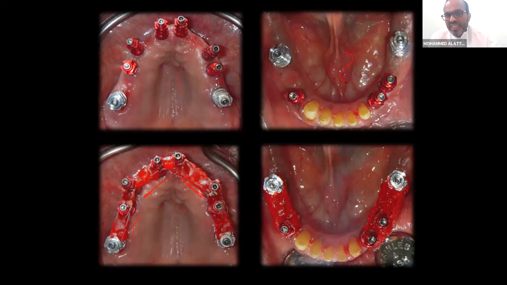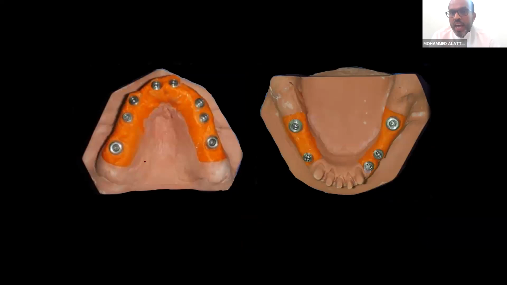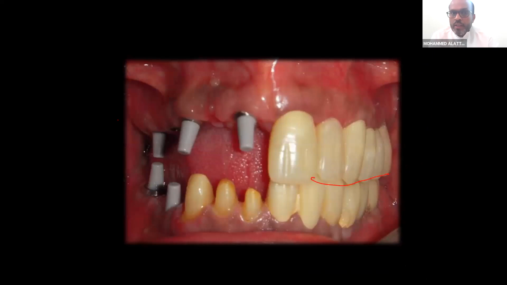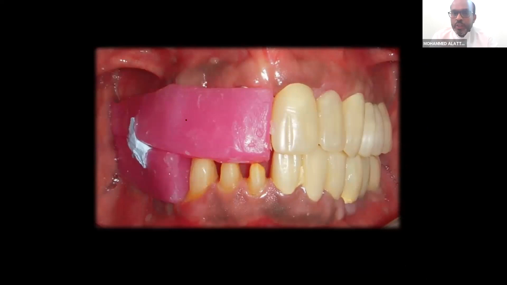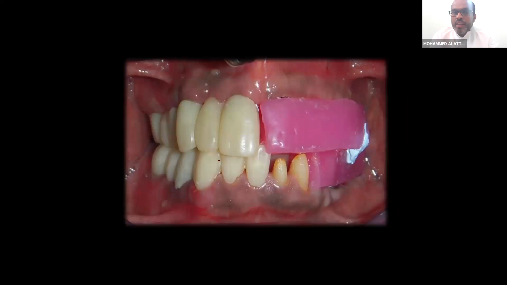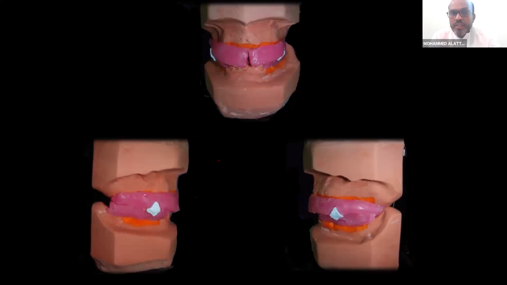This is our final cast. And now we need the relation that the patient has in his mouth. What did we do? Depending on the relation on the left side, we put the record block in this area. Now we have this relation depending on this one. And we did the alternative one. We have this relation here and we put the record block. And now we have this relation, which is what the patient has in his mouth. And we use this relation to fabricate our final prosthesis.